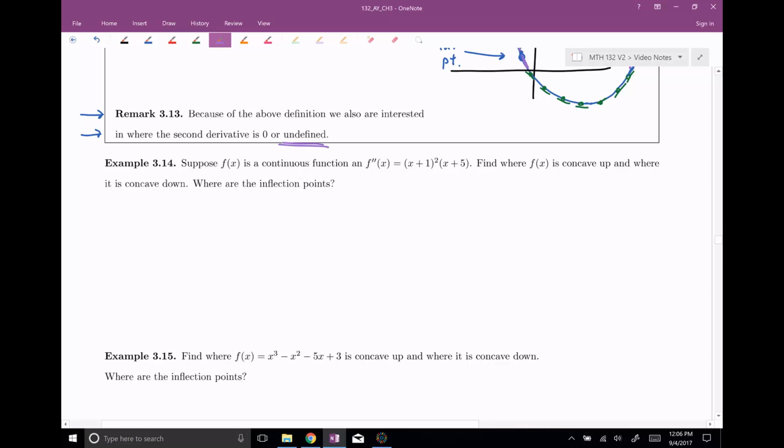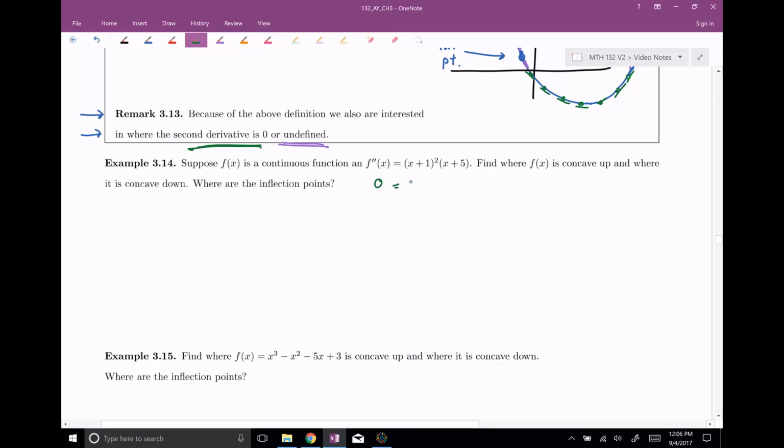Where can I divide by 0? Where can I take the square root of a negative, things like this? And looking at it, the answer is nowhere. This is a relatively nice thing, so unfortunately, we're not going to get the second derivative being undefined anywhere. Now, where is the second derivative equal to 0? Well, I can solve that.